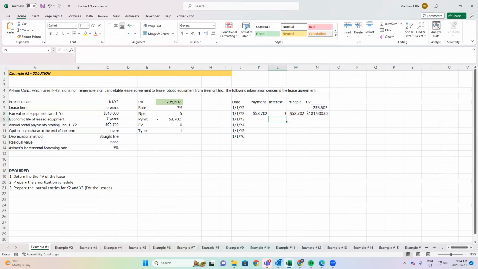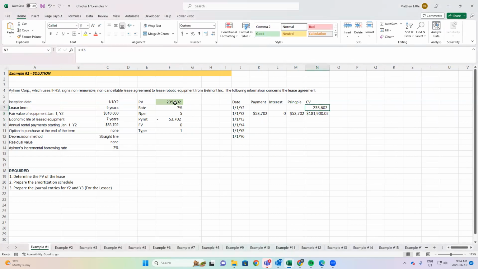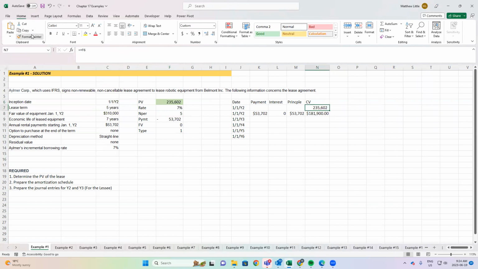Therefore, it's all going to principal. So our carrying value drops immediately down to 181,900. And I'm just thinking, yeah, let's round this so it doesn't have any decimals. Round comma 0. And then that way we don't have to worry about any decimals. All right. Then we move forward. Our payments are the same amount each year. Okay, so we have 5 payments.